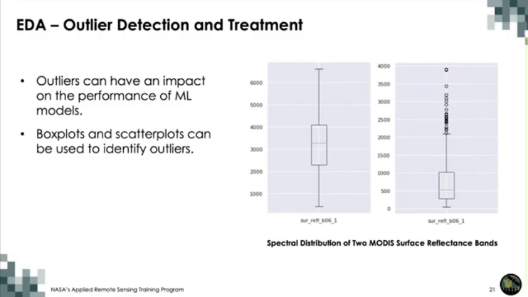Outlier detection is an essential step in machine learning, and visualizing box plots and scatter plots is a powerful tool for identifying outliers in our data set. By detecting and handling outliers correctly, we can improve the accuracy and robustness of our machine learning models.